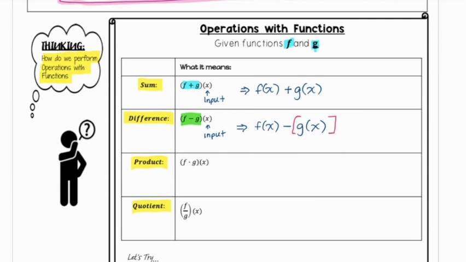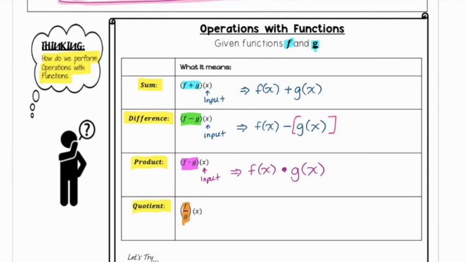For a product, we have f times g of x. In this case, what they want us to do is take our input and input it into both functions, so f of x, and we're multiplying g of x, g of the input. So I need to make note that x in this case is my input, but we can be given any input. And lastly, we have a quotient, a division, f divided by g of x.